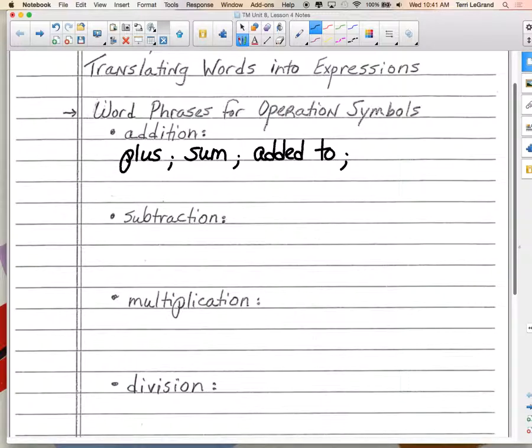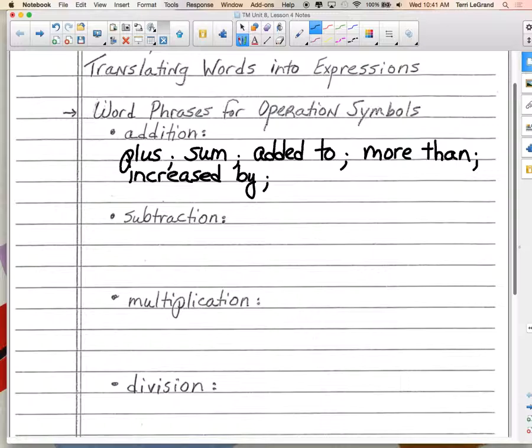Okay, I'm going to help you out here. If you see the words more than, that's indicating you need to add. If you would see increased by, that's indicating to add, increased by, so increase something by a certain amount. And then I'm also going to use the 2 words greater than.